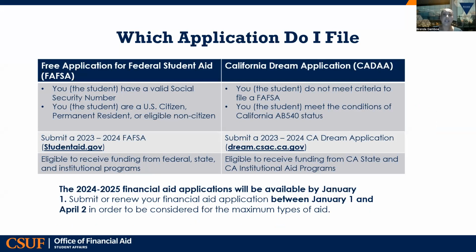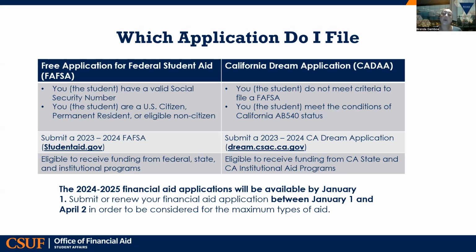For the CADA application, it is for students who do not meet the criteria for FAFSA, as in not having a valid social or U.S. citizen, eligible non-citizen, or permanent residence status. They have to have the AB 540 status, meaning that those conditions in order for you to apply are needed. So the difference between the FAFSA and California Dream Act application is the type of aid. When it comes to FAFSA, you'll be eligible to receive funding from federal, state, and institutional programs, versus the California Dream Act, where you'll only be eligible to receive funding from the California state and California institutional aid programs.